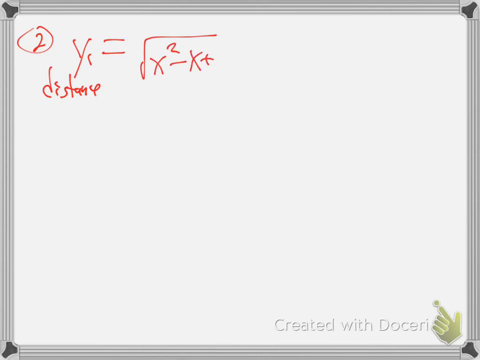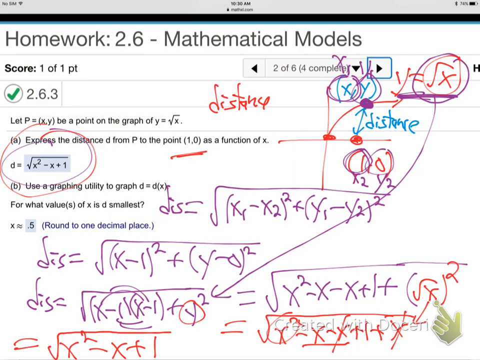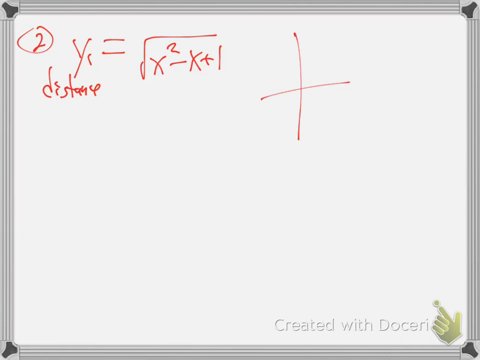So here on number 2, I'm getting y1, which is distance, remember. Distance equals the square root of x squared minus x plus 1. Isn't that what it was? Yeah, minus x plus 1, right. And so I just graphed it on my calculator, and I got a graph that kind of goes like, well, I didn't draw it so well. There it is. Well, doesn't look at all like the picture I just drew over here. So there's what I got.